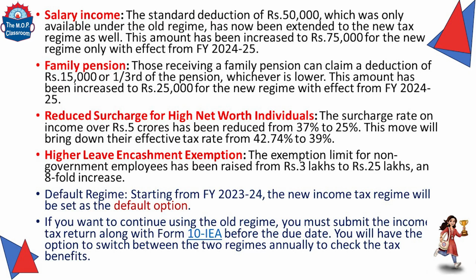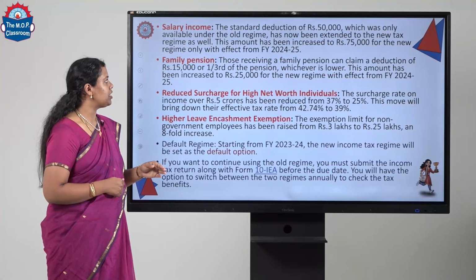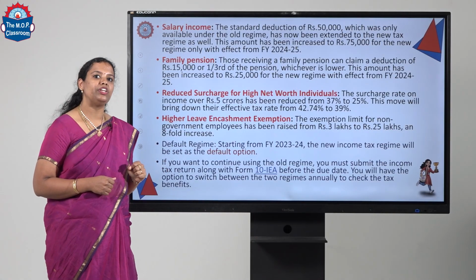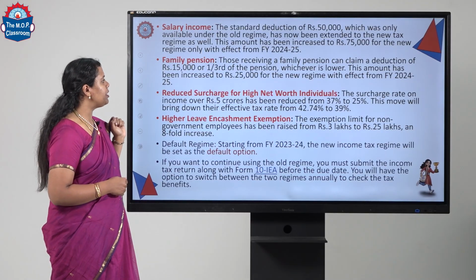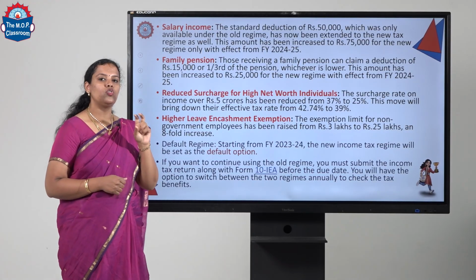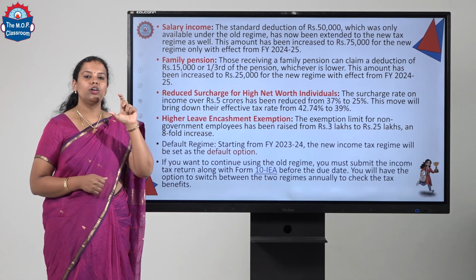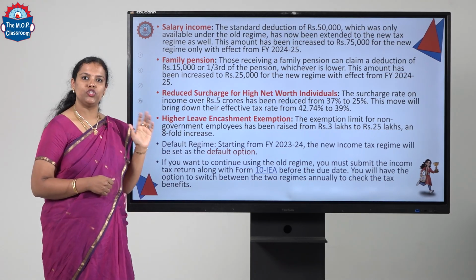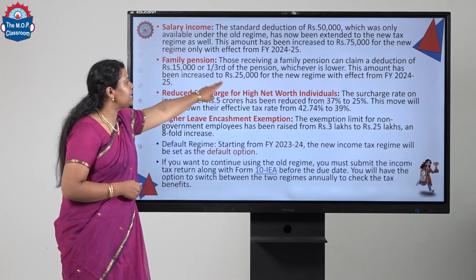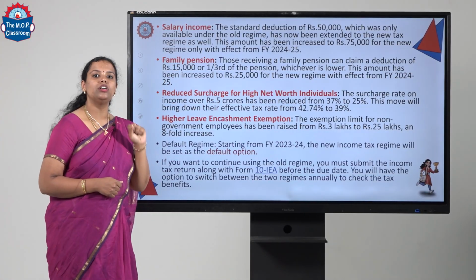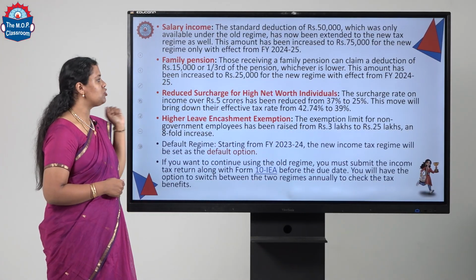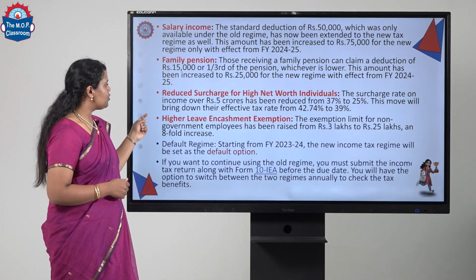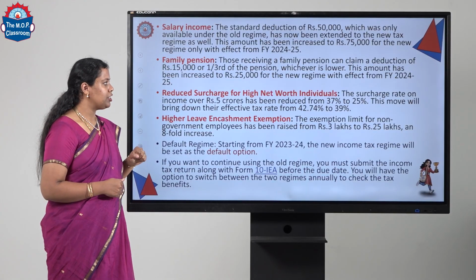The standard deduction has been increased from 50,000 to 75,000 with effect from financial year 2024-25, and the family pension. We have a rule where for those receiving a family pension, the lower amount of 1/3 of the total pension or 15,000, whichever is less. This particular 15,000 has been increased to 25,000 under the new regime with effect from financial year 24-25. Next one is reduced surcharge for high net worth individuals.